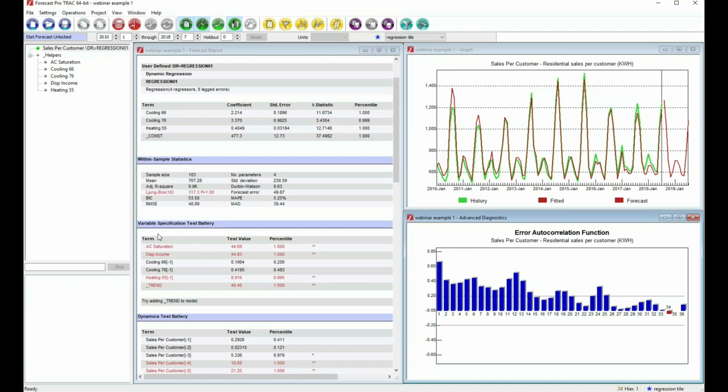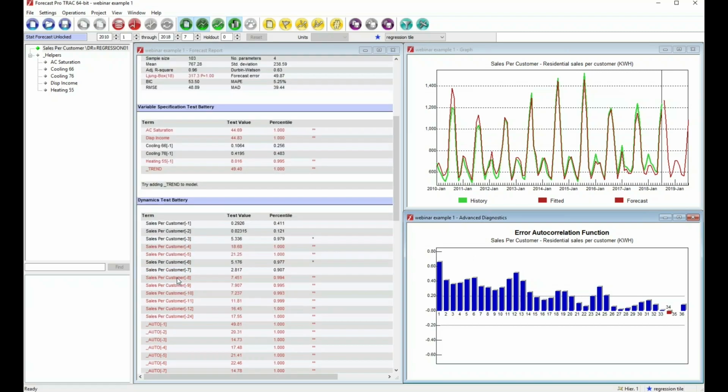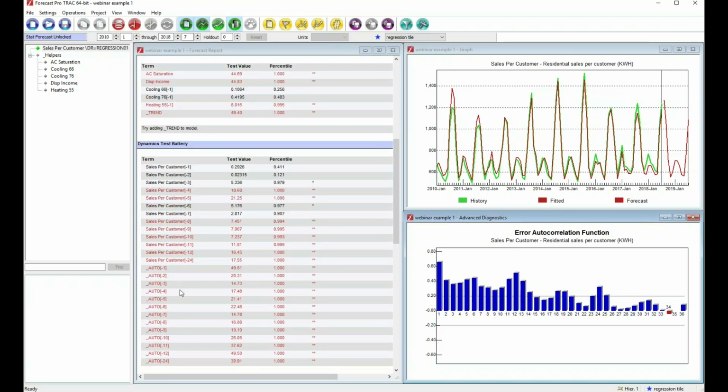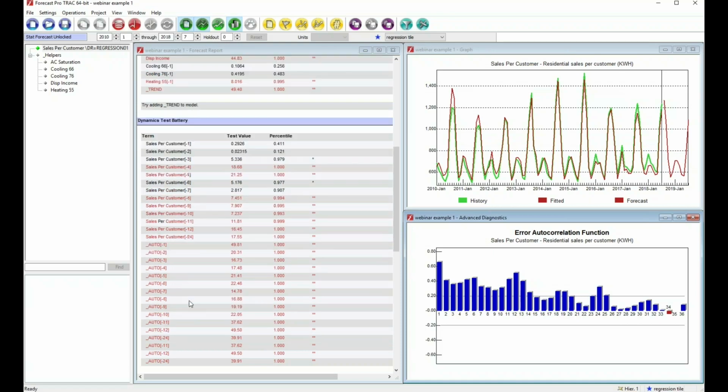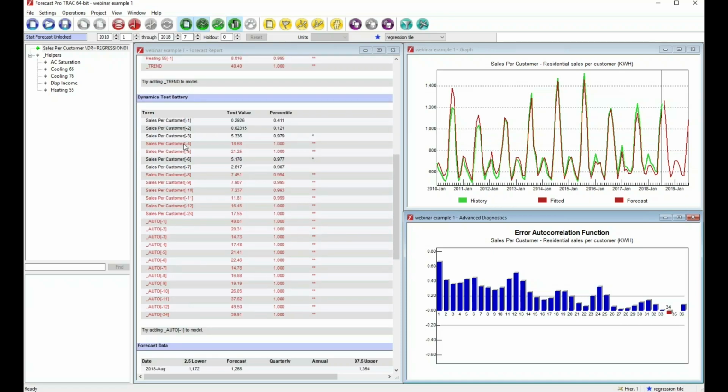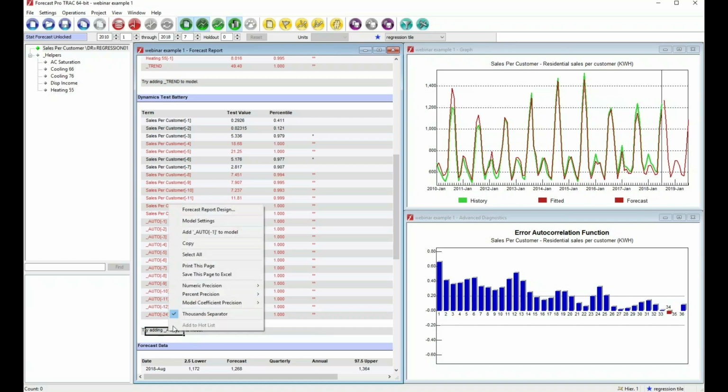I can look at our excluded variable tests and perhaps experiment with that. There's another test battery here that's for dynamics. And you can notice almost all these tests are red. And the program sort of looks through all this and says auto -1, which is a Cochrane-Orcutt model, is the place to start. Again, I know that there's a lot of short-term patterns here. This actually makes perfect sense. I'm going to add it to the model.